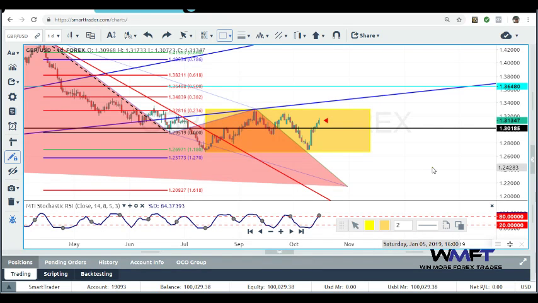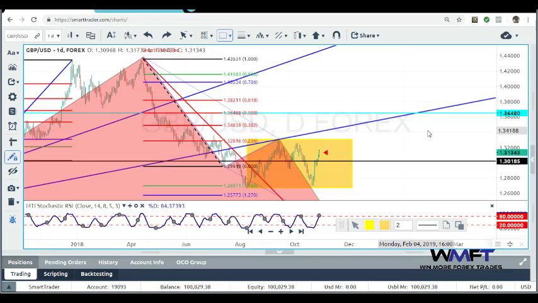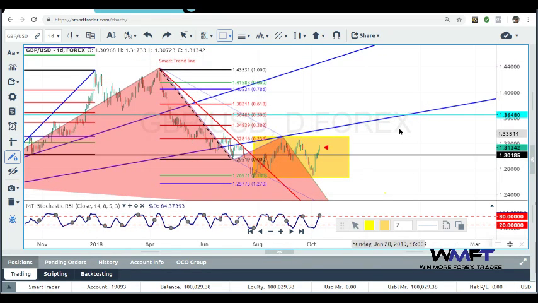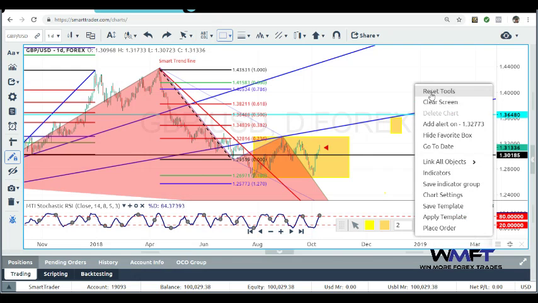So since that's the case, when we have a downtrend and a downtrend line has been broken, we do have a crown formation. We do have a crown formation, the bear crown. Hold on, guys. Reset my tools.